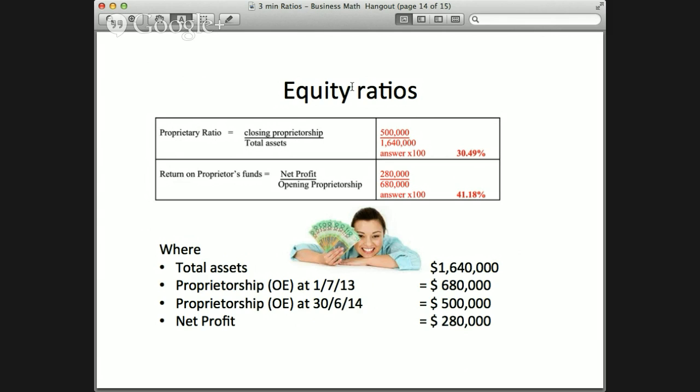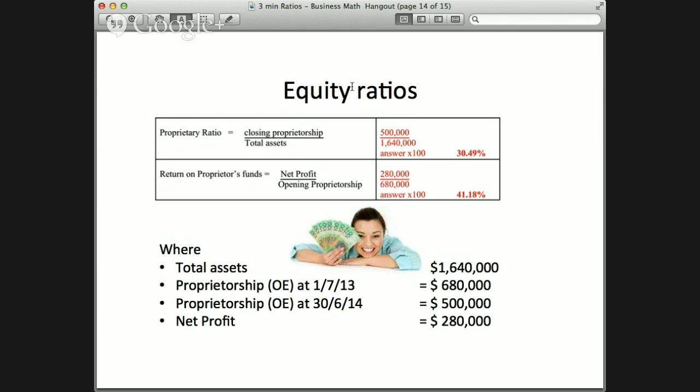For our owner's ratio, or the proprietary ratio, we take the closing proprietorship over the total assets. We're looking at 500,000 for the closing, divided by the total assets, which is 1.64 million. You then need to multiply that answer by 100, which gives you 30.49. So that's what the owner has in the business.